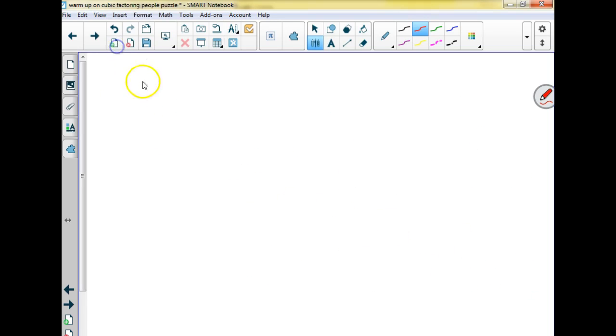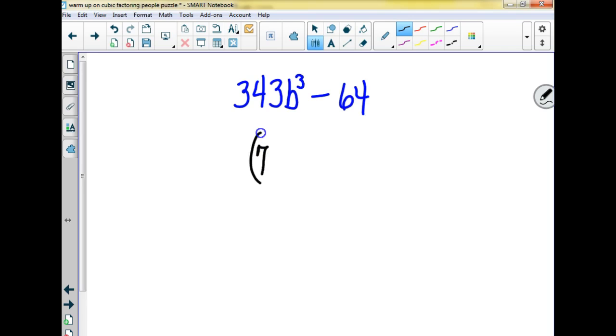Now, I want to do a couple, let's see, really messy ones. 343 b cubed minus 64. So what is the cubed root of 343? 7. What is the cubed root of b cubed? b. Cubed root of 64 is 4. And then I keep the sign, so this is a minus.